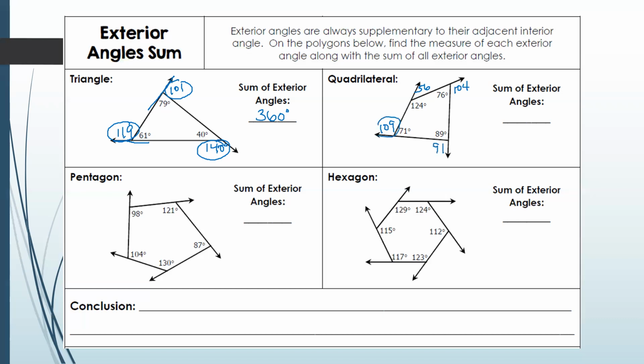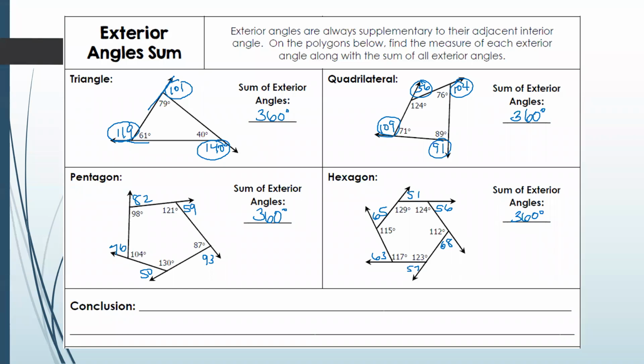And now we're going to add those exterior angles together. 109, 56, 104, 91. And we get 360. I'd like you to try the pentagon and the hexagon. Find each exterior angle and then add those exterior angles together and tell me what is the sum of those exterior angles. So go ahead and do that now.